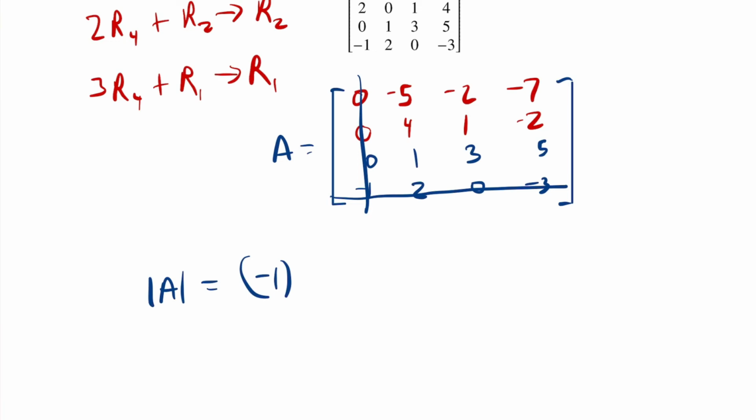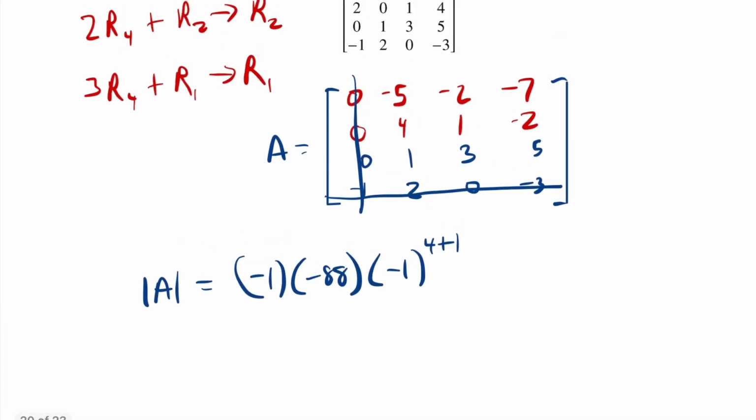All right, I'm getting negative 88 for the determinant of this 3 by 3. And now don't forget the negative 1 to the i plus j power. Since we're referring to this entry, negative 1, that would be row 4, column 1, so 4 plus 1, which is 5. That's an odd number, so that would be negative 1. So a negative times a negative times a negative is a negative, and so our final answer is negative 88.